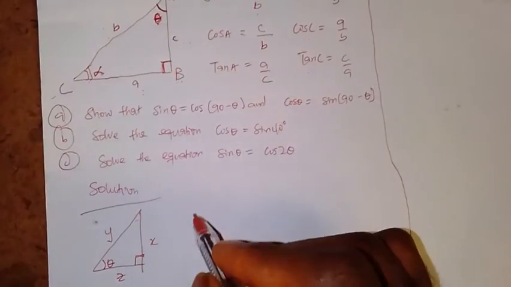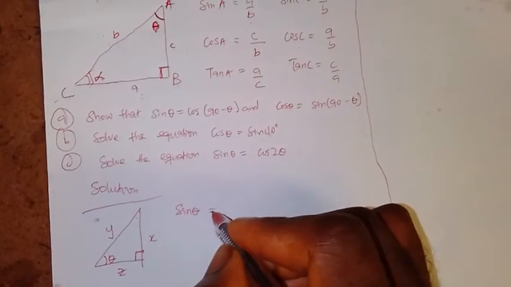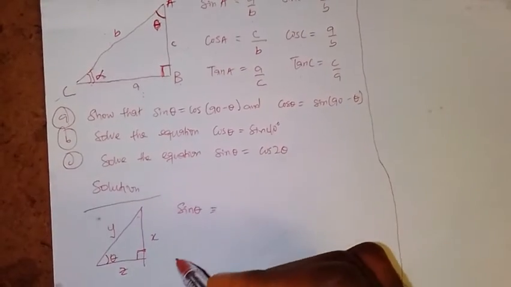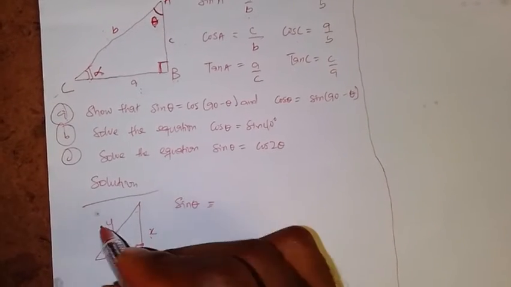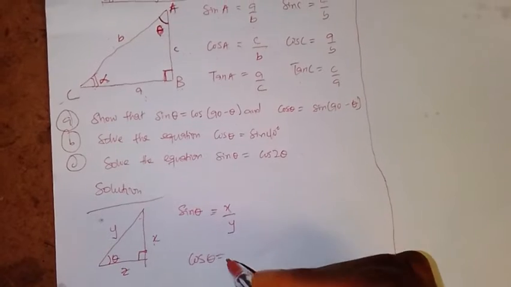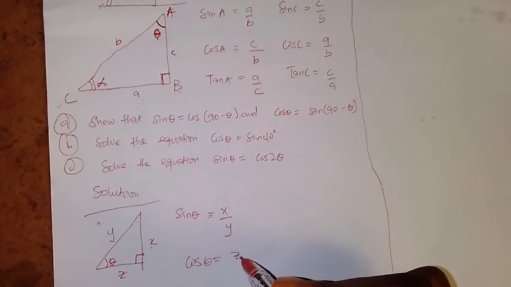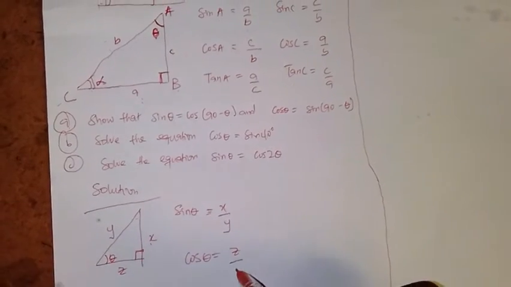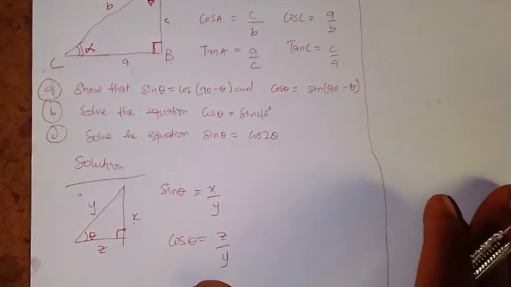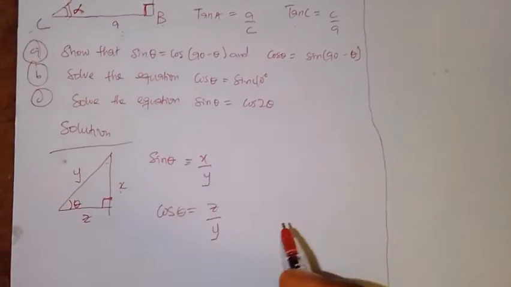Now from here, if I want to get my sine theta, what will it be? Sine theta will become opposite over hypotenuse. That's x over y. Cos theta will be adjacent over hypotenuse. That's z over y. Now let's find sine of 90 minus theta. How do we first get 90 minus theta in that case?